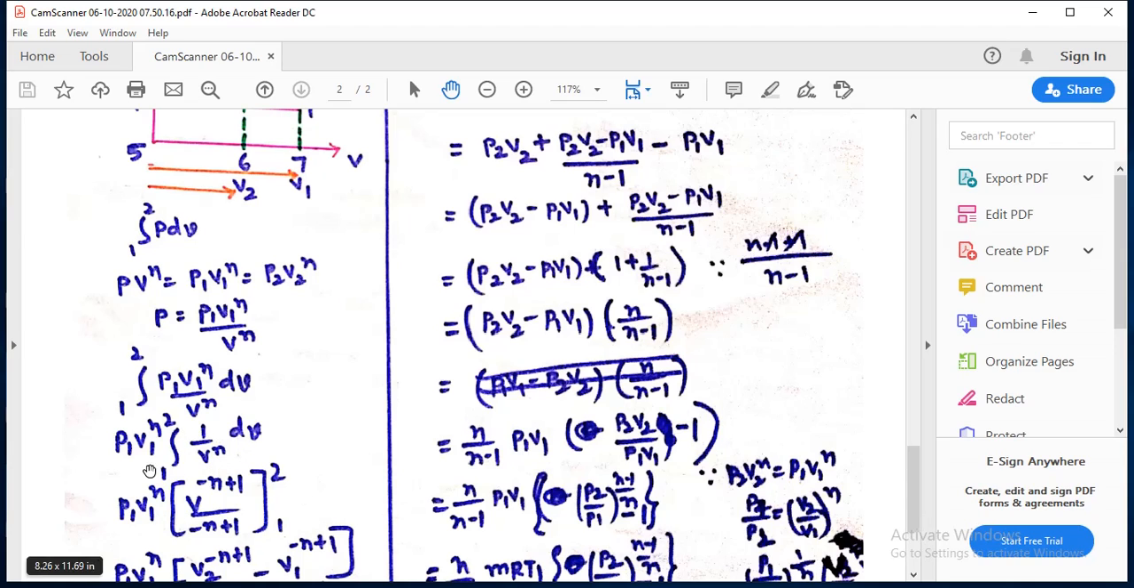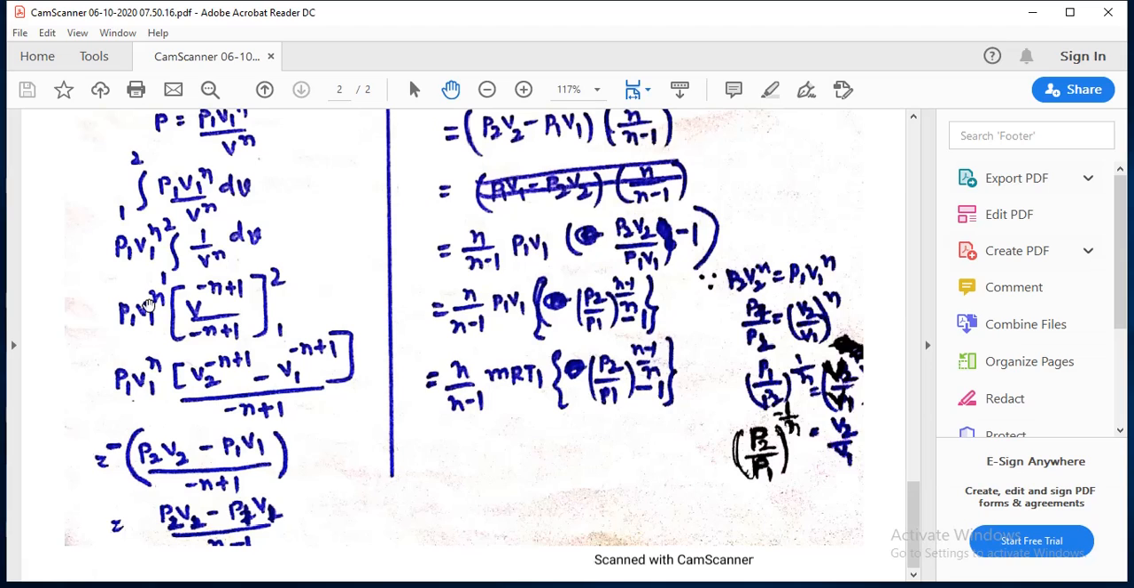So here P1 V1 to the power of n into the integration of 1 by V to the power of n. I will write 1 by V to the power of n as V to the power of minus n. So the integration of V to the power of minus n is nothing but V to the power of minus n plus 1 divided by minus n plus 1. The limits are 1, 2.